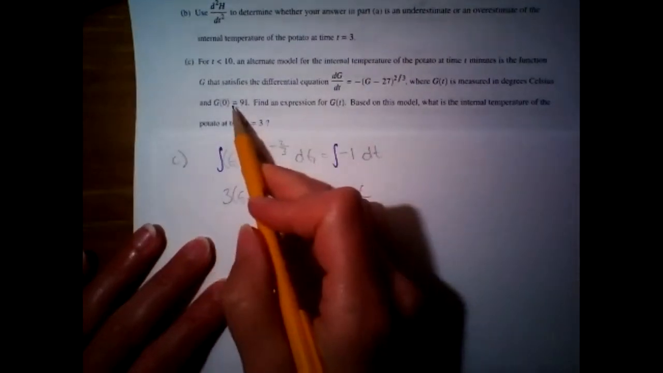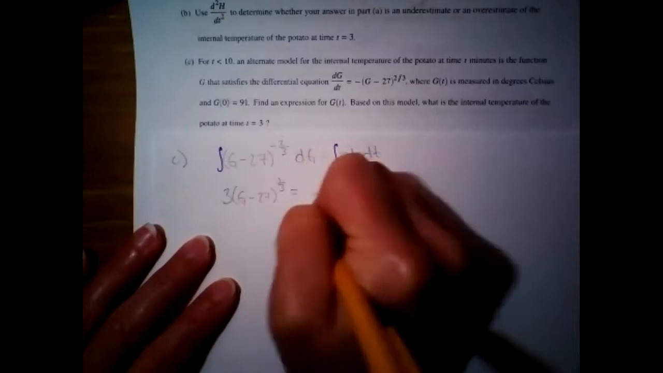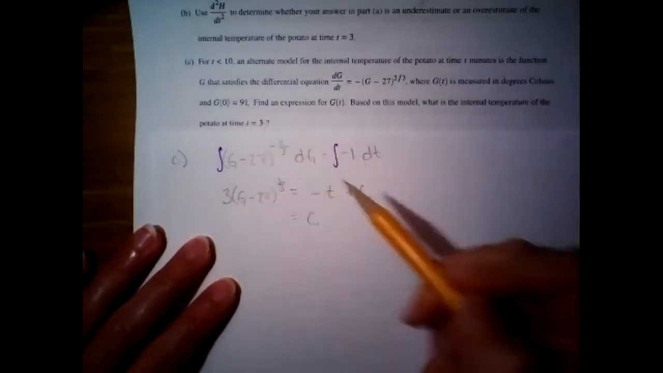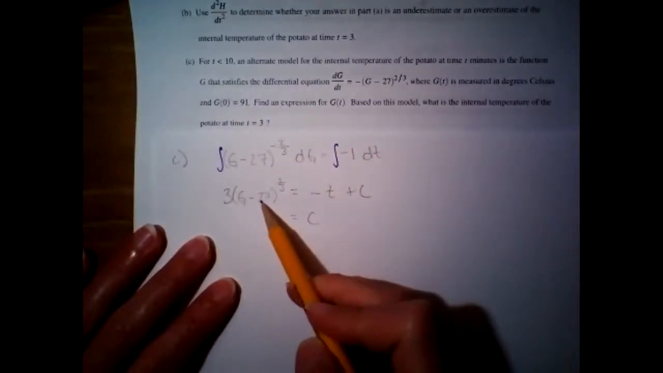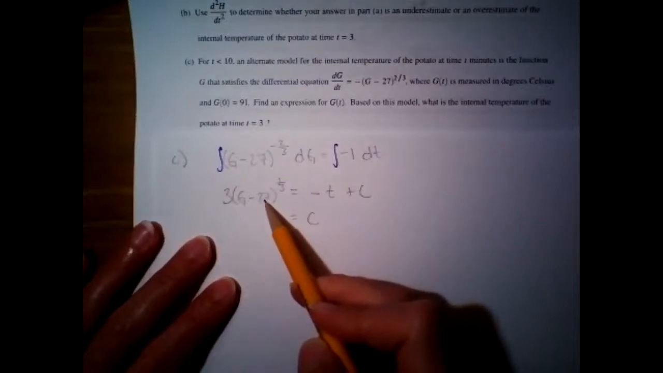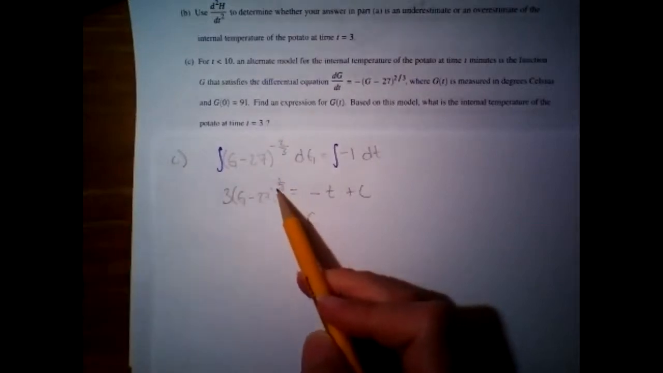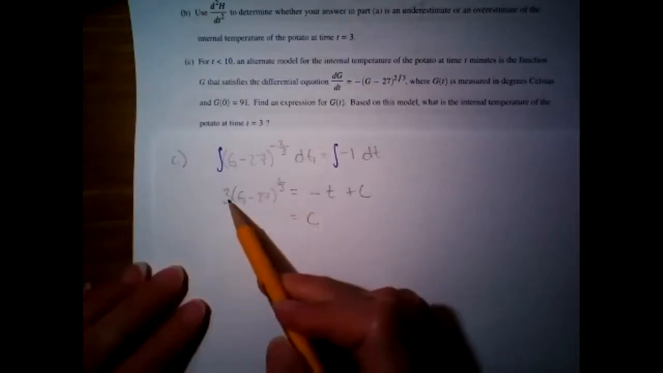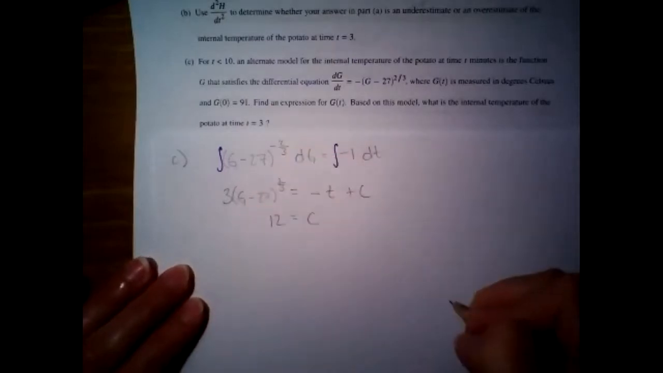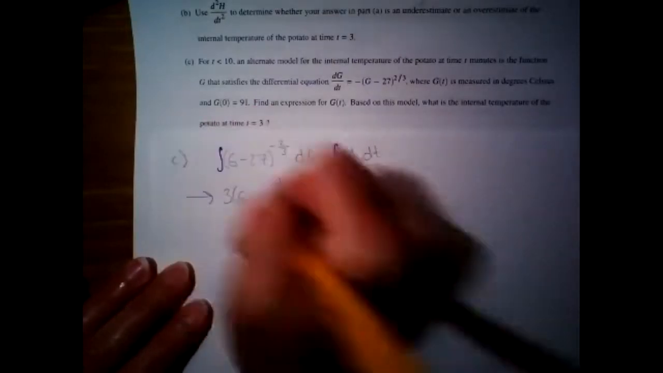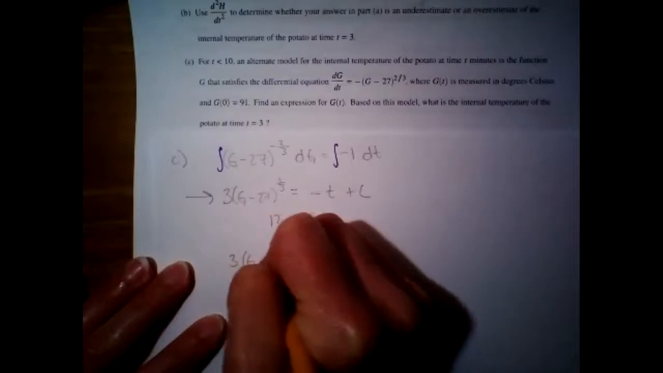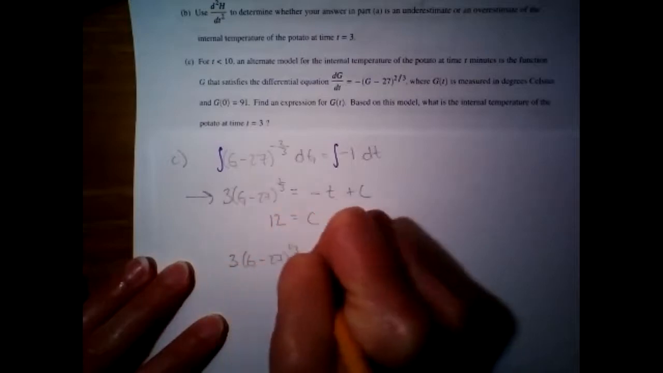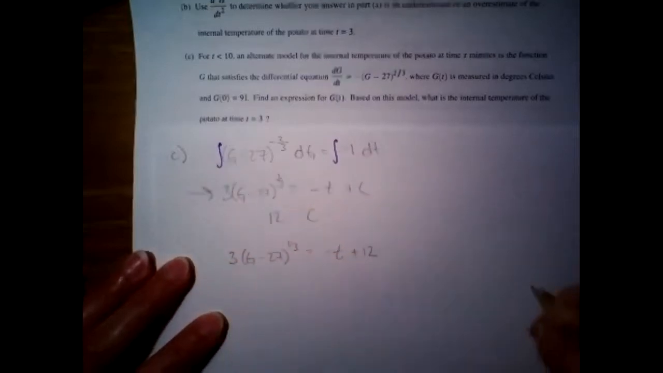So we're going to plug in 0 for t, so that's gone. And then 91 for g. So 91 minus 27, that gave us 64. 64 to the 1/3 means cube root of 64. So cube root of 64 is 4, and then 4 times 3 is 12. So c is 12. I'm going to recopy this line and put the 12 in for c.